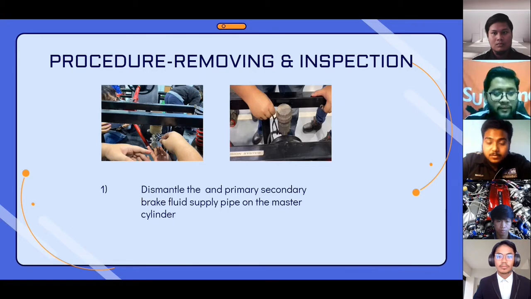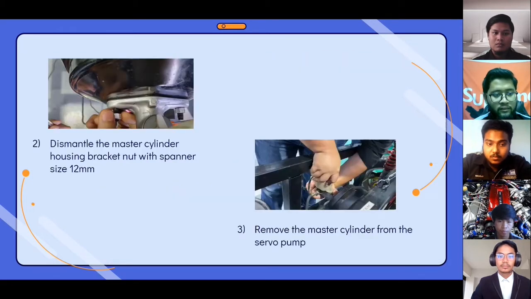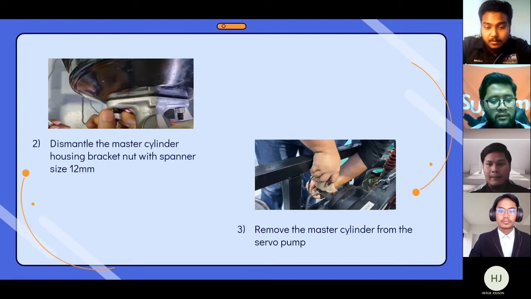Hi sir, my name is Manoj and I'll explain the procedure on how to remove, inspect and also refit the master cylinder. Let's start. Before we start the experiment, make sure we have all the personal protective equipment for safety. First of all, dismantle the primary and secondary brake fluid supply pipe on the master cylinder. Next, dismantle the master cylinder housing bracket, which is a 12 mm nut, with a size 12 mm spanner, and finally you can remove the master cylinder from the servo pump.